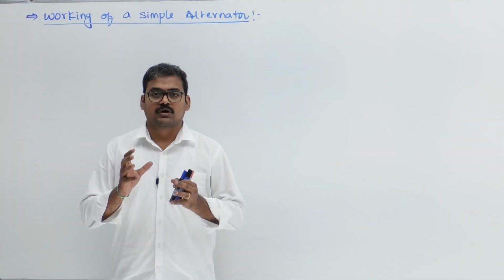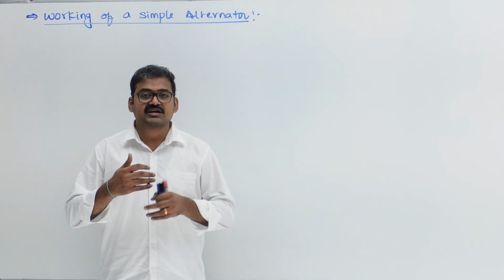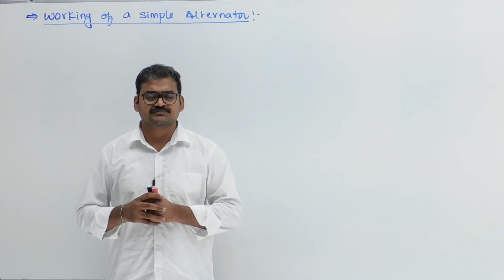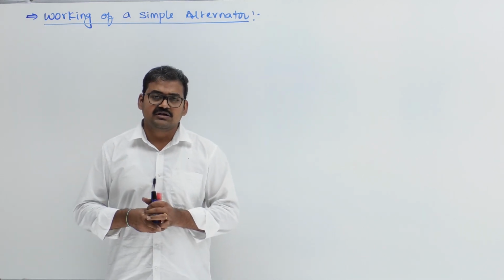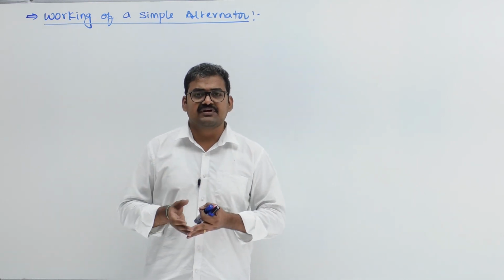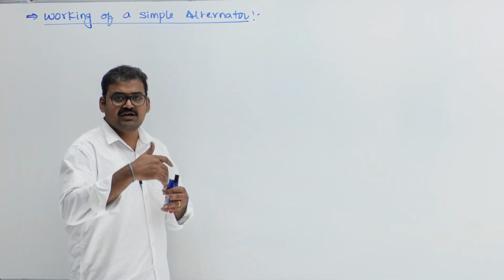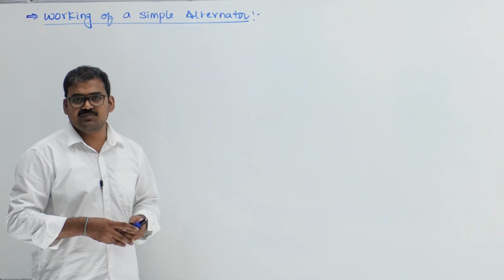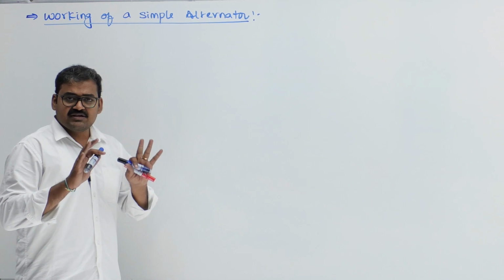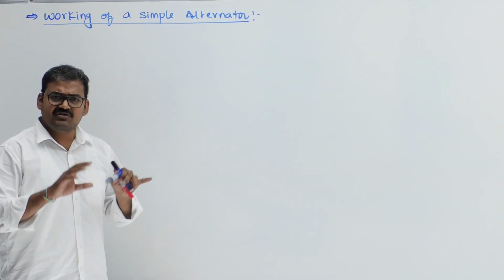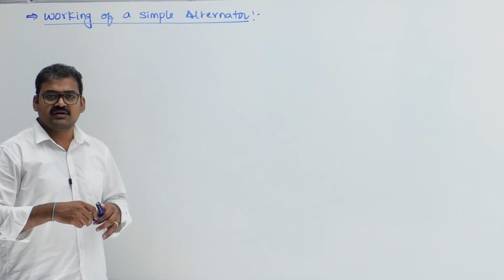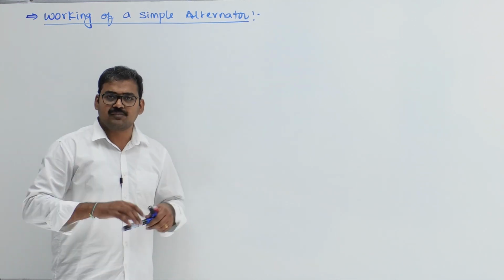All right, let us study the basic working condition of a simple alternator. A simple alternator is also called a synchronous generator. Why is the name given as alternator? Because it is generating alternating voltage. That's why the name is given as basic alternator. Anyway, let me consider a simple alternator having only two conductors and a simple magnetic field. If you try to rotate the rotor, what happens is the discussion.